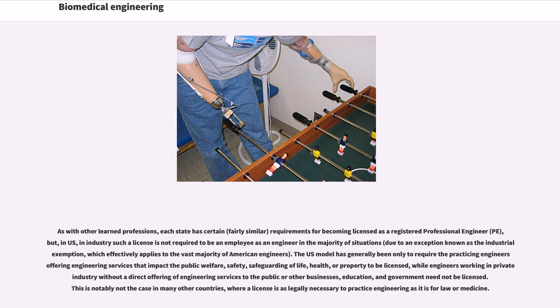The U.S. model has generally been only to require the practicing engineers offering engineering services that impact the public welfare, safety, safeguarding of life, health, or property to be licensed, while engineers working in private industry without a direct offering of engineering services to the public or other businesses, education, and government need not be licensed. This is notably not the case in many other countries, where a license is as legally necessary to practice engineering as it is for law or medicine.